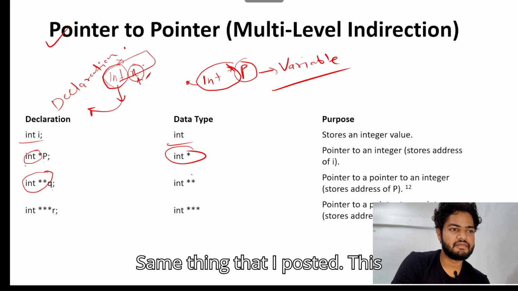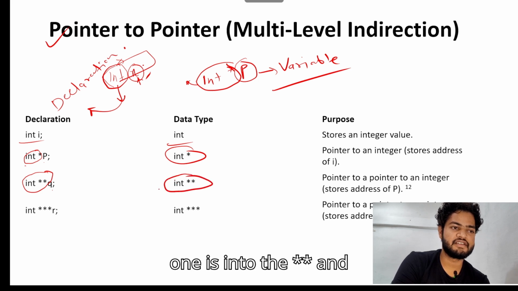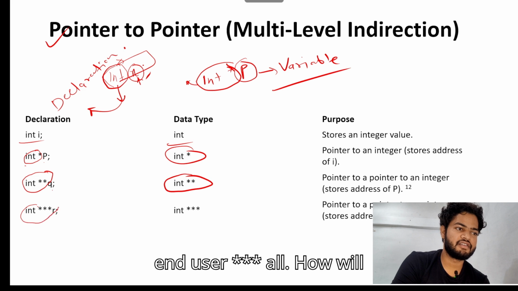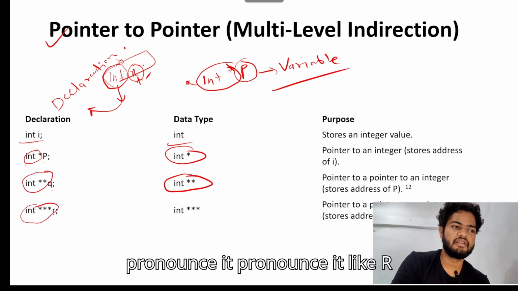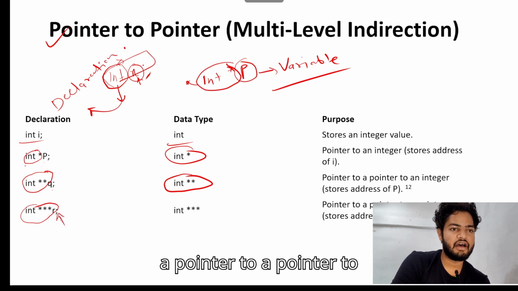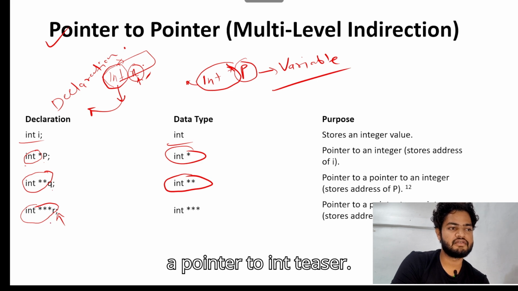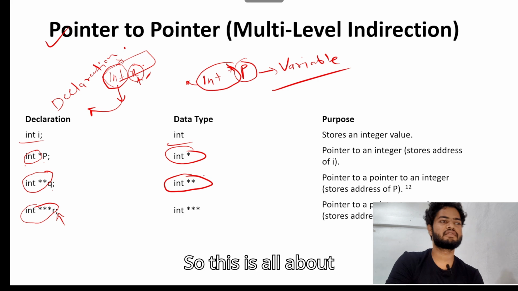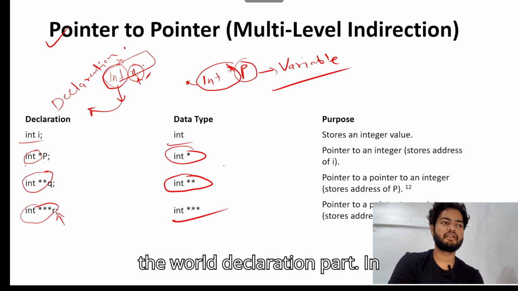Similarly, the data type of this one is integer star star, and integer star star star r. How will we pronounce it? We'll pronounce it like r is a variable, or r is a pointer to integer. Okay, so this is all about our declaration part.